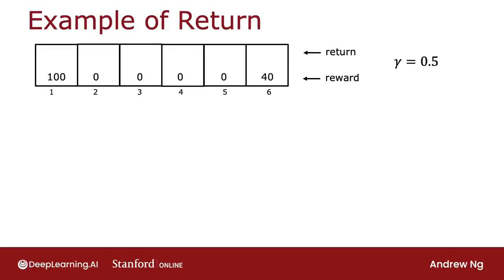Let's look at some concrete examples of returns. The return you get depends on the rewards, and the rewards depend on the actions you take. And so the return depends on the actions you take.